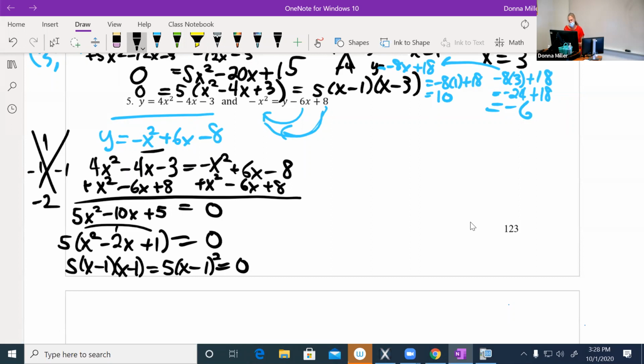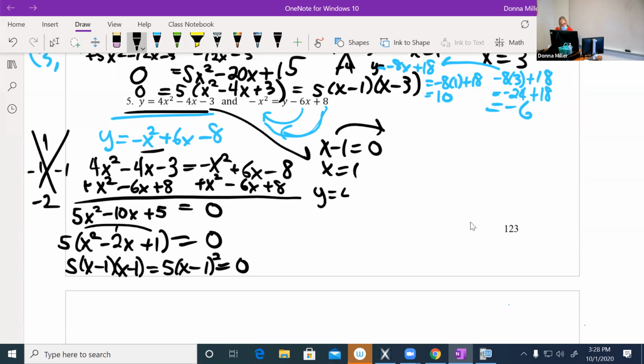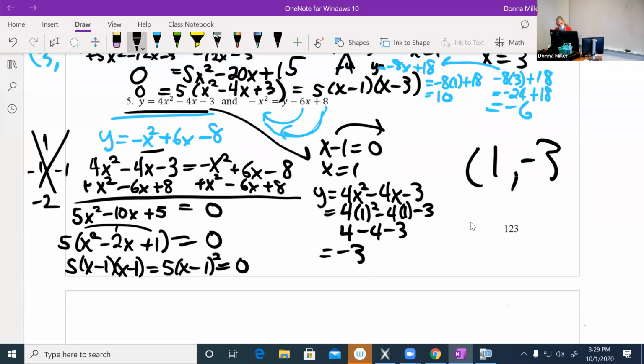So set x minus 1 equals 0. So move the 1 over, you get x equals 1. All right. So we gotta find y. You can plug it in either one. I'm gonna plug it into this one. All right. So y equals 4x squared minus 4x minus 3. If x is 1, it's 4 minus 4 minus 3, -3. Okay. So my solution is 1, -3.